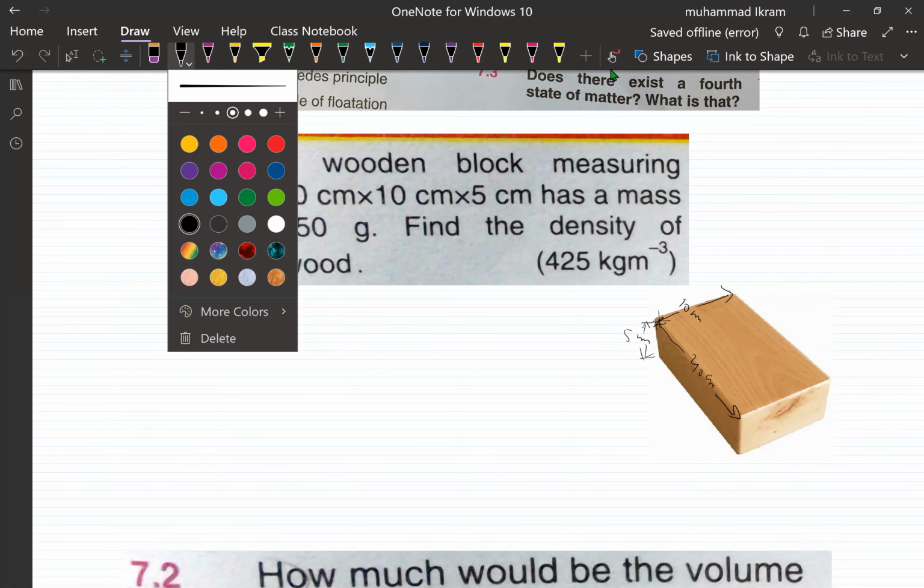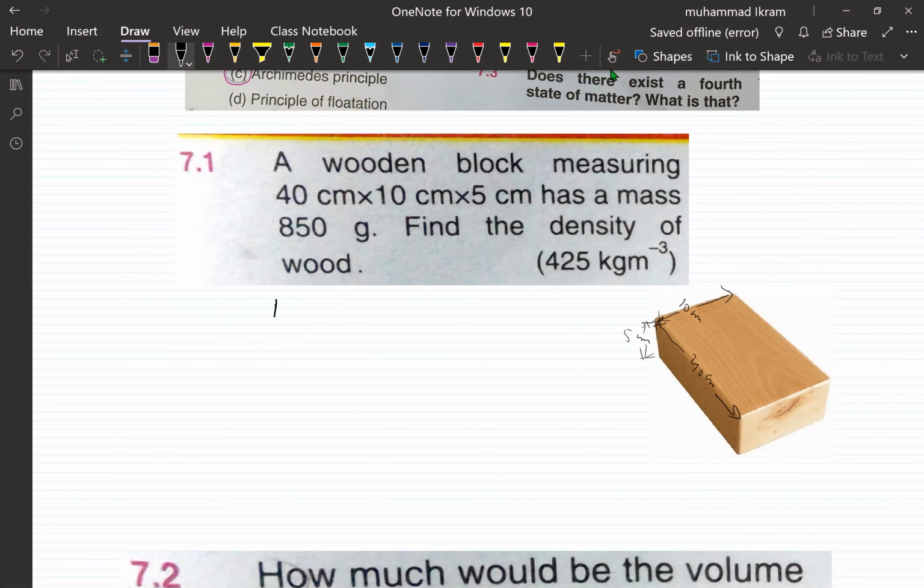As you know, density is equal to what? Density is equal to mass per unit volume of an object. The mass is given to you. This is the mass of the object, right? And when you multiply these, this is the volume. But remember, the answer is in kilogram per meter cube.